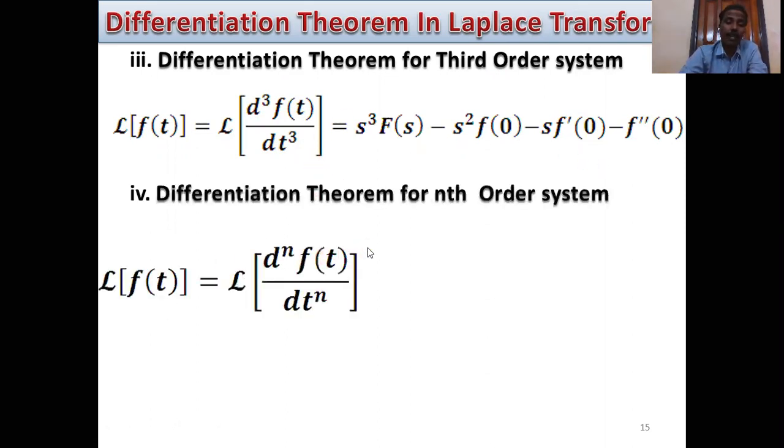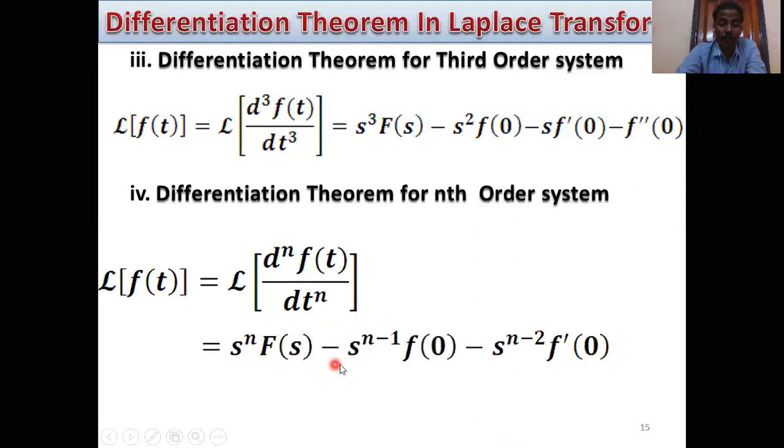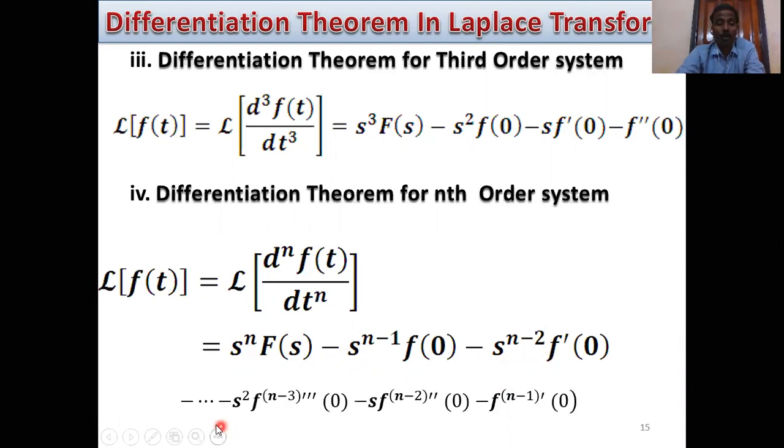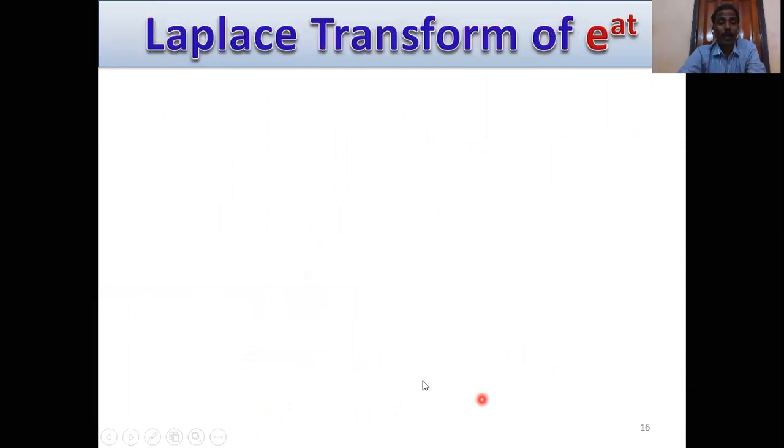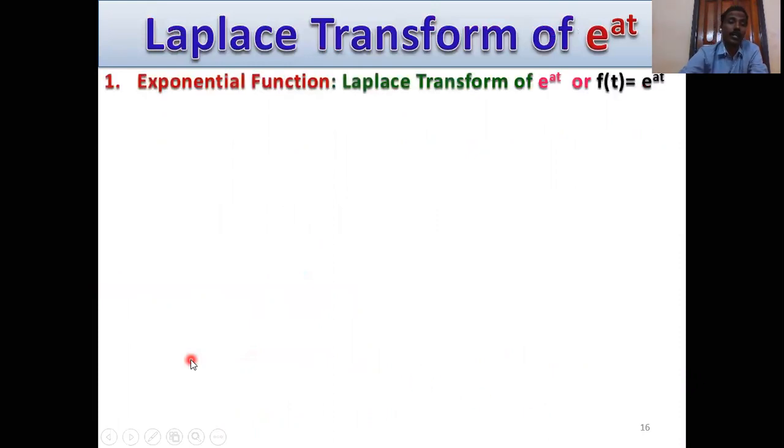For an nth order system, the Laplace transform of d to the power n f of t divided by dt to the power n equals s to the power n F of s minus s to the power n minus 1 f of 0 minus s to the power n minus 2 f prime of 0, and so on, down to minus s f to the power n minus 2 of 0 minus f to the power n minus 1 of 0. This is for the nth order differential equation.